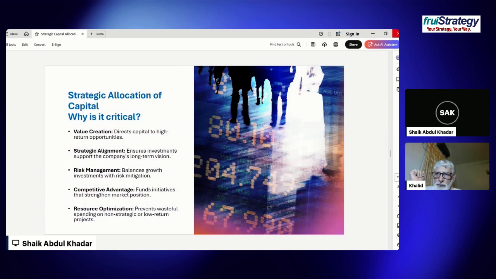So why is it so important, the strategic allocation? We have discussed this a bit, but first of all, why is it critical is the value creation, because it directs capital to high return opportunities. Number 2 is strategic alignment. It ensures investments support the company long-term vision. Risk management, it balances growth investments and risk mitigation. And competitive advantage, it funds initiatives that strengthen the company's market position. And finally, resource optimization, it prevents wasteful spending on non-strategic or low return projects.